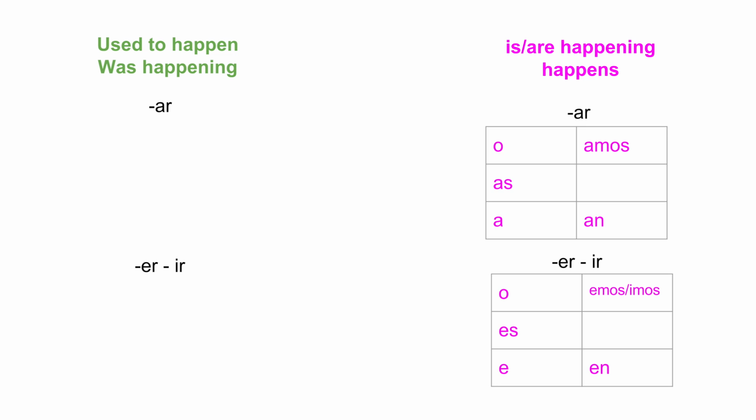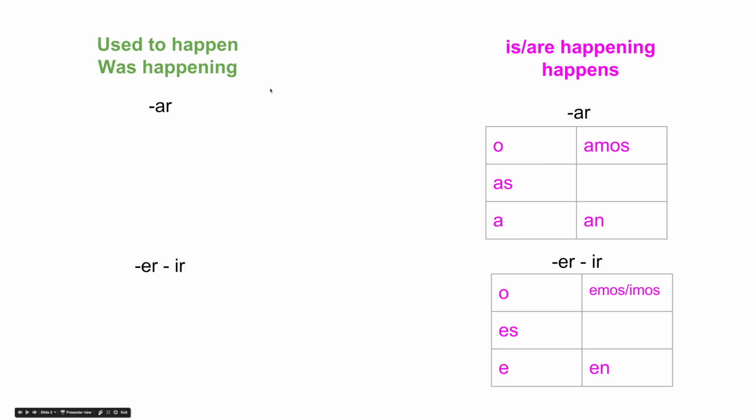If it ends in ER or IR, then you change it to o, es, e, emos if it ends in ER, imos if it ends in IR. And then they both share en. So all of these ER and IRs are very similar. All they have is this little difference. If it ends in ER and you need to say we, change it to emos. If it ends in IR and you need to say we, change it to imos. Okay, so if it is happening, whatever the action is, you use pink.